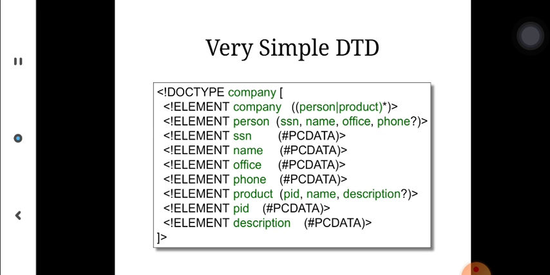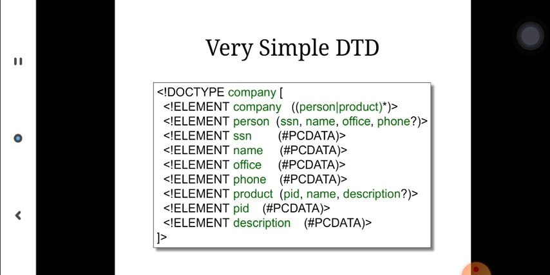It's a very simple DTD. You see DOCTYPE company. DTD always starts with DOCTYPE, and then the document type's name, company. What do you have in this company? Company as an element, and you have a person and many product. You see, many person, many product. What is a person? Person is an element. Person consists of SSN, name, office, and phone number. Question mark, why? Because phone is optional.